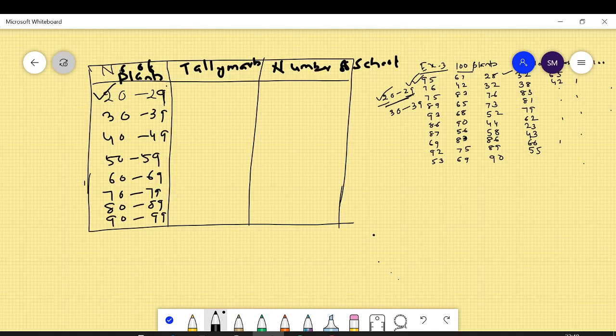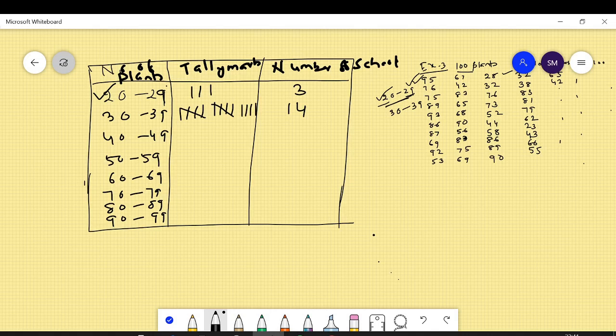Then how many schools are able to keep the plants surviving from 20 to 29? 3 schools. Then make the tally mark 1, 2, 3. Then next 30 to 39. How many schools were able to keep the plants surviving? 14 schools. 14 in tally mark representation is 1, 2, 3, 4, 5, then 5, 10, and 1, 2, 3, 4.